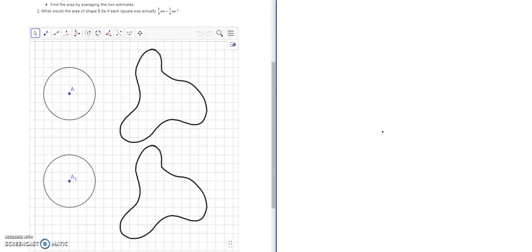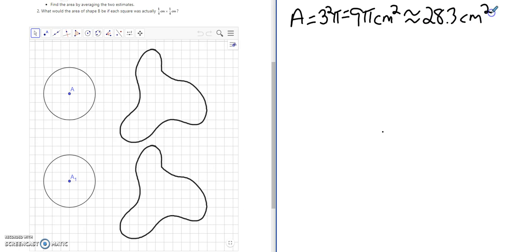So I know that if I'm looking at the area of the circle that the radius is 3. So I'm looking at pi r squared, which means that this is 9 pi square centimeters, and that's approximately 28 and 3/10 square centimeters. Now, that's what it is by finding it using the area of a circle.